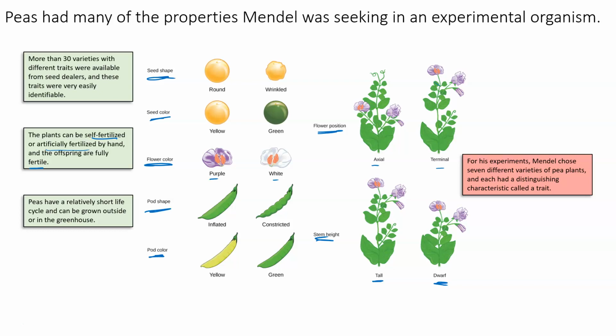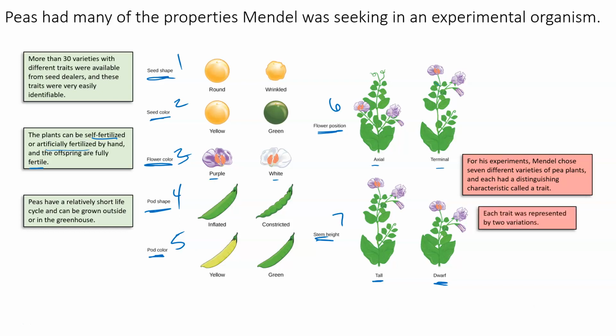So for his experiments, Mendel chose 7 different varieties of pea plants, and each had a distinguishing characteristic called a trait. Seed shape, trait 1, or variety 1. Seed color, number 2. Flower color, 3. Pod shape, 4. Pod color, 5. Flower position, 6. Stem height, 7. For all of his experiments, he used these 7 different varieties of pea plants, and all of them had a different characteristic called traits. This was the foundation, and those that we just talked about are the reasons for why he chose these plants.